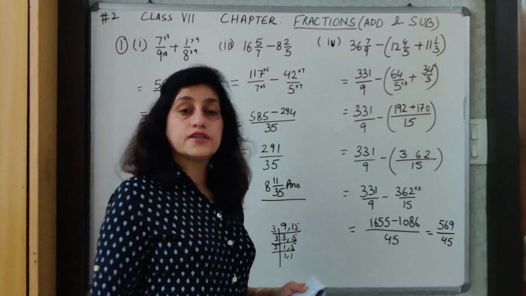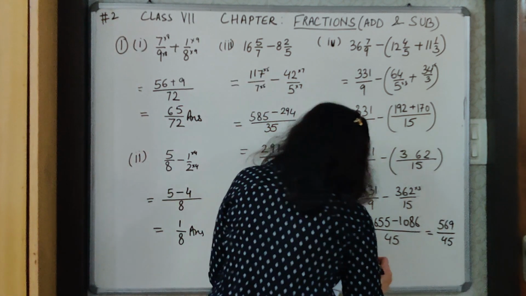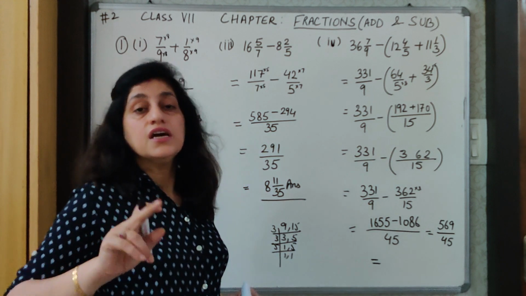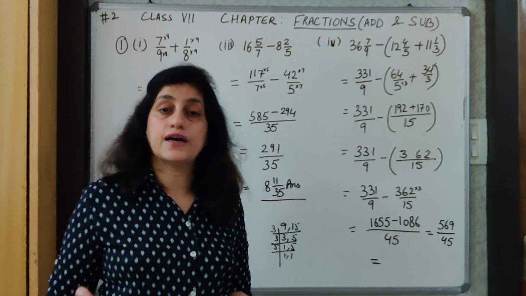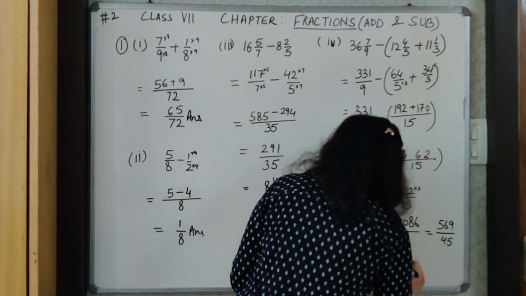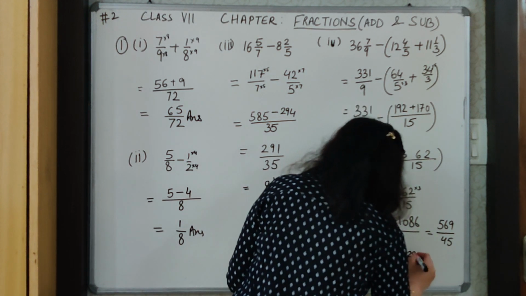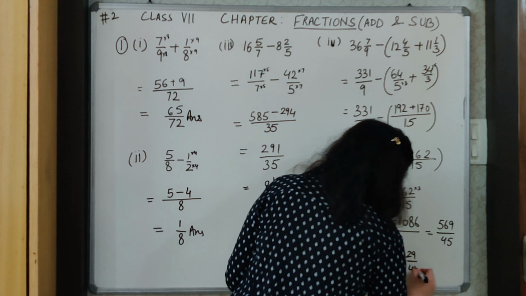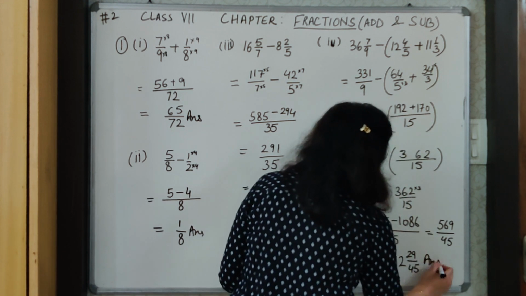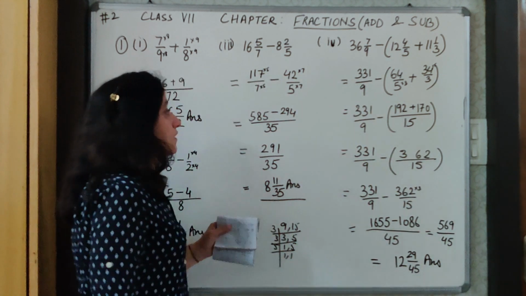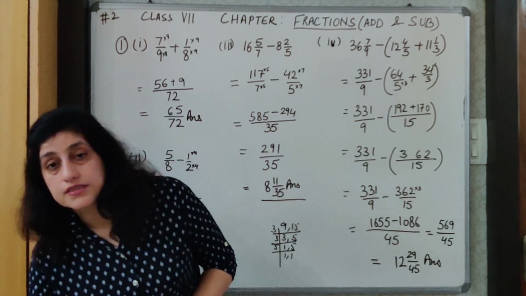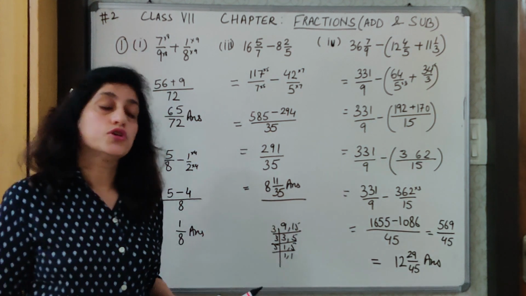When we convert it to mixed fraction to return the final answer, see children, whenever we have an improper fraction, it has to be converted to mixed fraction to return the answer. So this will become 12 whole 29 upon 45. The denominator will remain as the denominator. Is it clear how to add fractions? So here the concept of LCM is also used.